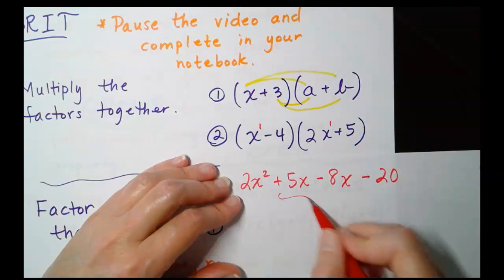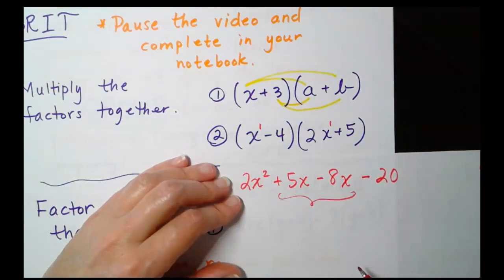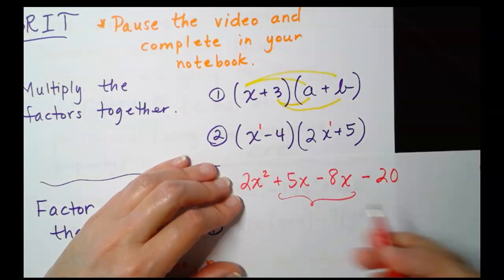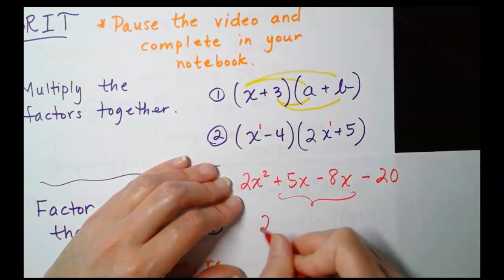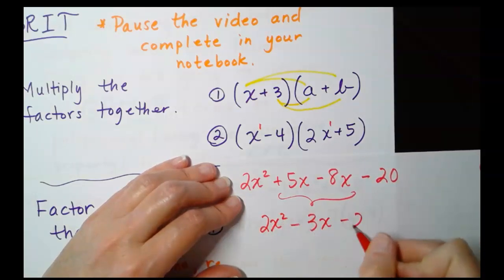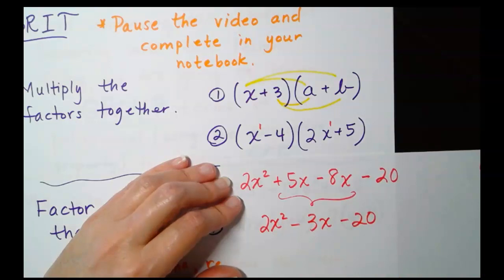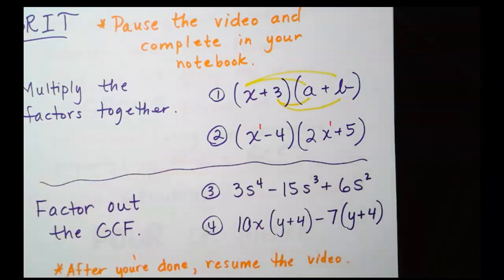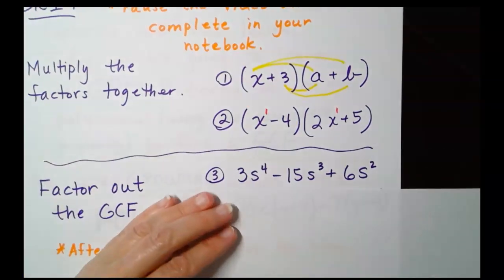Now in this case, we do have like terms in the middle, and we will combine like terms. So a final product, 2x squared minus 3x minus 20. So that's warm-up problem 1 and 2. Here's number 3.